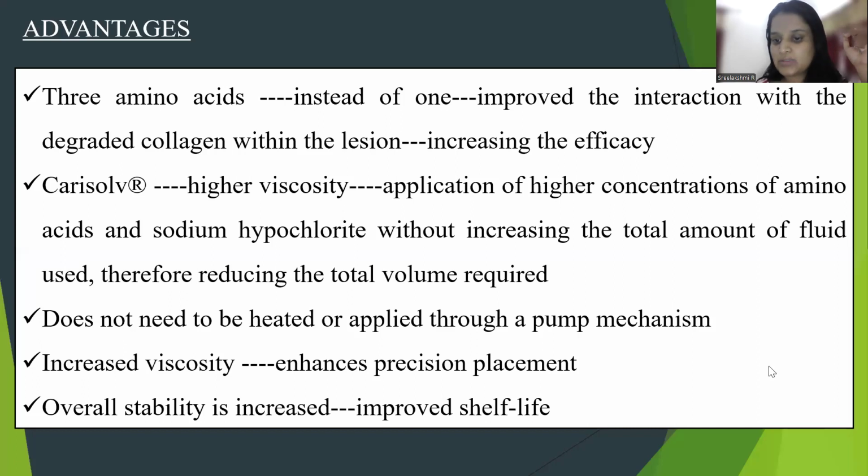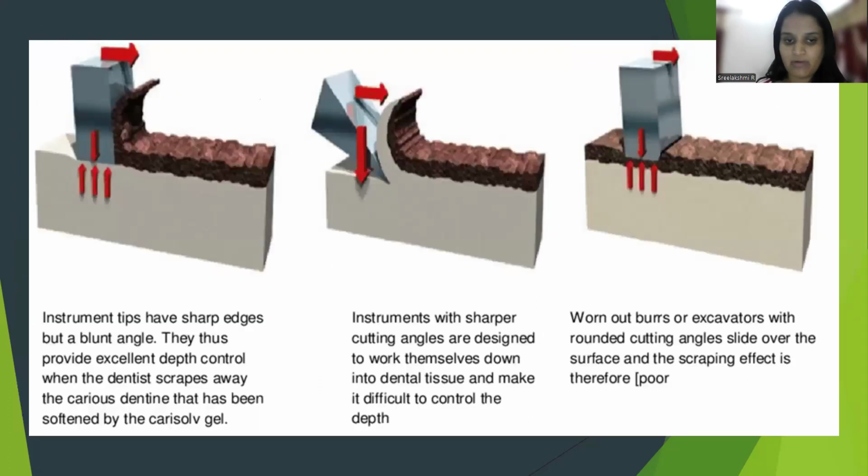Three amino acids are used instead of one. So there is an improved interaction with the degraded collagen. As there is improved interaction, an increase in efficacy was found. Carisolv has a higher viscosity and allows application of higher concentrations of amino acids and sodium hypochlorite without increasing the total amount of fluid used, therefore reducing the total volume required. It does not need to be heated or applied through a pump mechanism. Thus, as I told, increased viscosity enhances precision placement. Overall stability is increased and it also improves the shelf life.